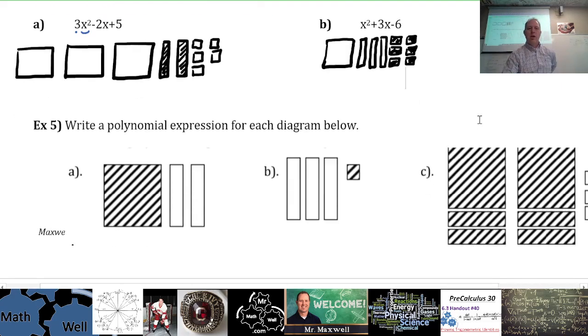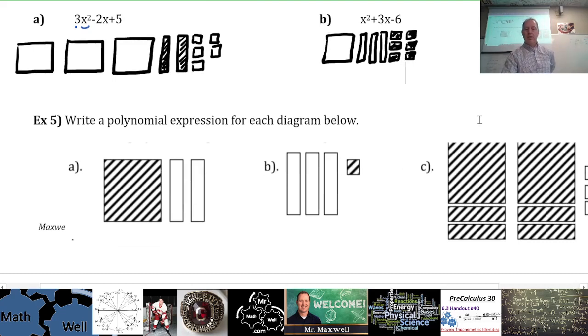All right. Example 5. Okay, now we're going to go the other way. We're going to look at the tiles. We're going to write expressions. Shouldn't be that bad here. All right, so what do we got here? Well, I've got a big square. That's an x squared tile. It's shaded in, so it should be negative. I've only got one of them, so let's go negative x squared. What do you think? You cool with that?